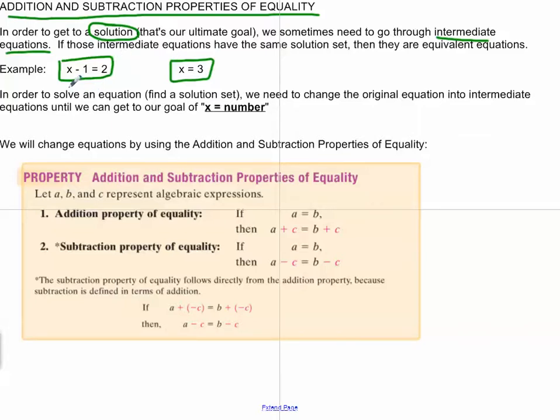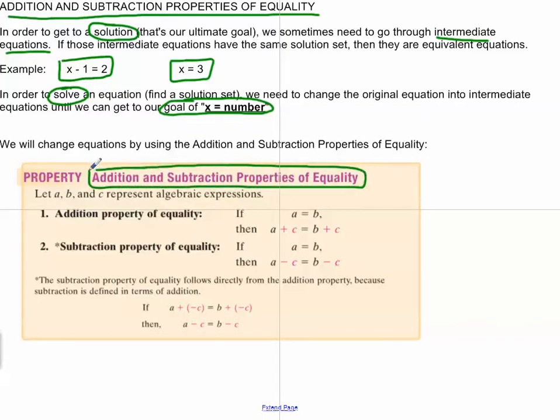So in order to solve an equation, we've got to get our goal of x is equal to a number. In other words, if I say solve, you tell me what x is equal to. And we do that by using addition and subtraction to get to an ultimate goal of finding our solution, x is equal to. So here's our property, the addition and subtraction properties of equality.